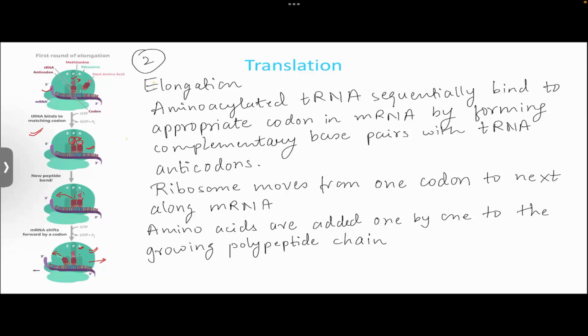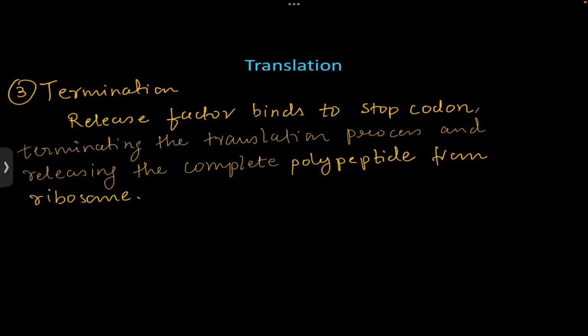So when will termination happen? Termination will happen only when the ribosome encounters the stop codon in the mRNA. For the stop codon there is no tRNA molecule. Instead, a particular molecule will bind, called the release factor. The release factor binds to the stop codon, which tells the machinery to stop the translation process.